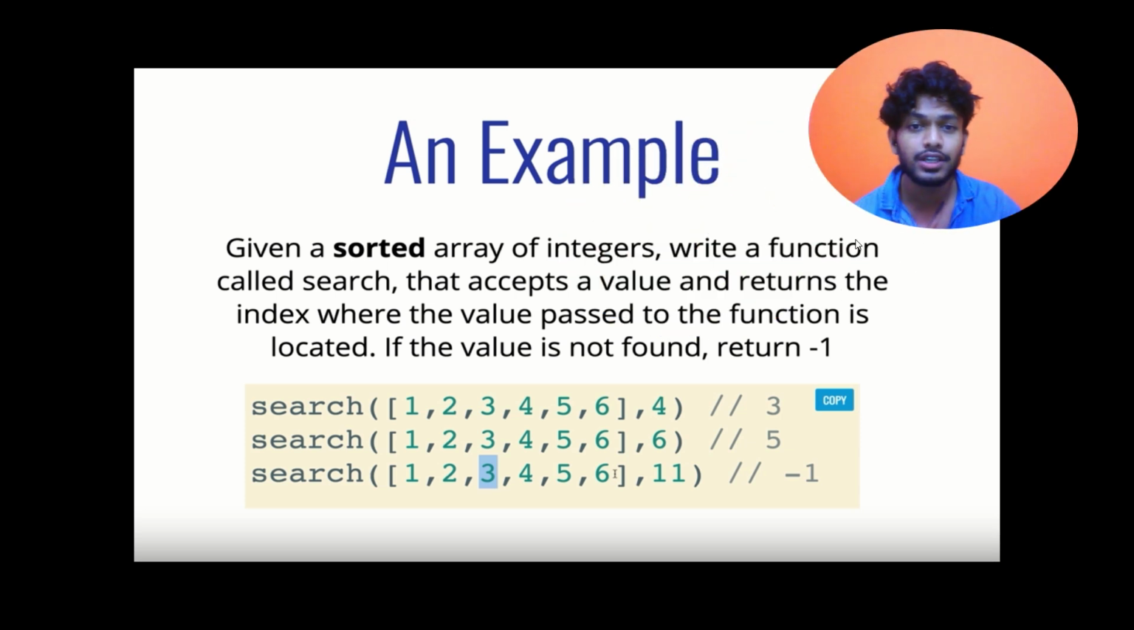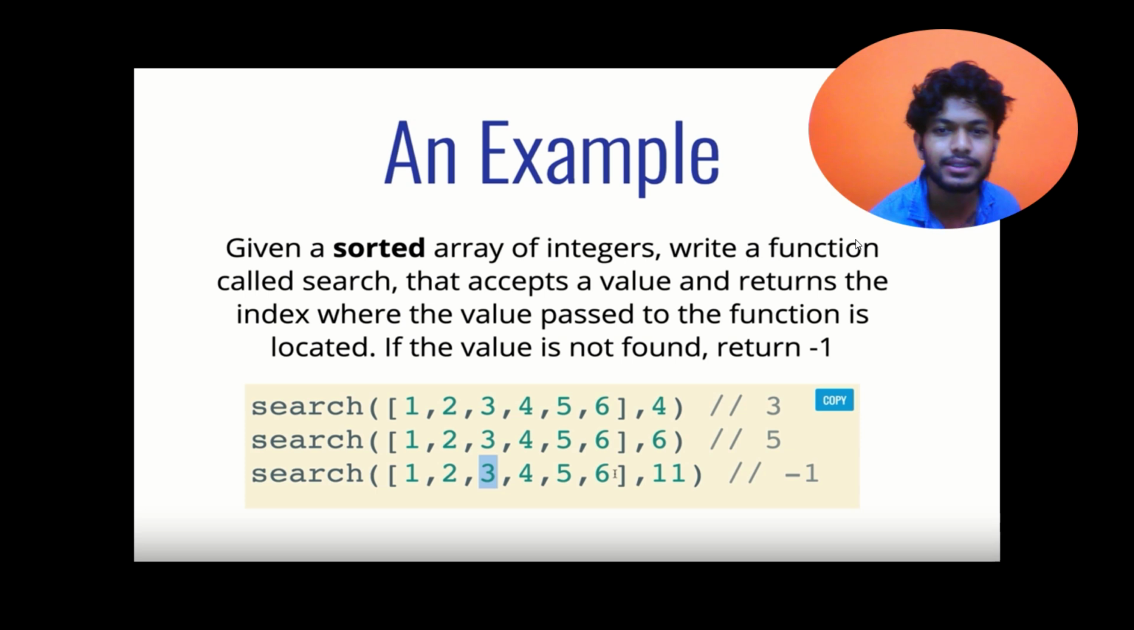Given a sorted array of integers, write a function. By the way, this should be sorted; then and only then can we apply all these tactics of divide and conquer. The function accepts a value and returns the index where the value is located. If the value is not found, return -1. That's the default value if you run out of your array, out of bounds. -1 means the value is not found in the array.